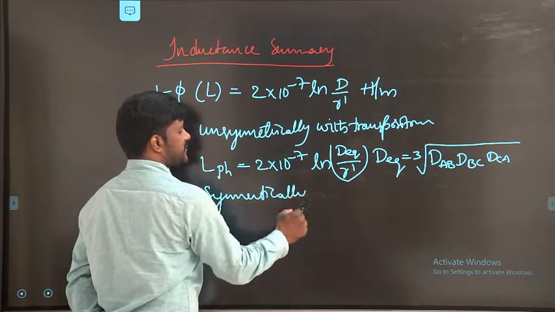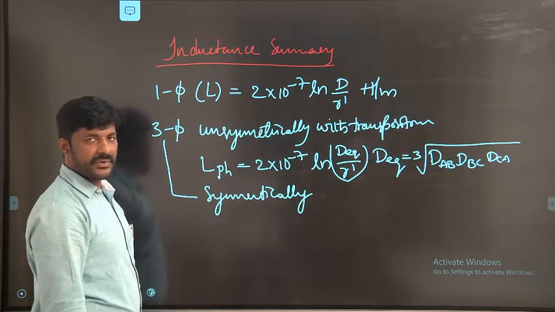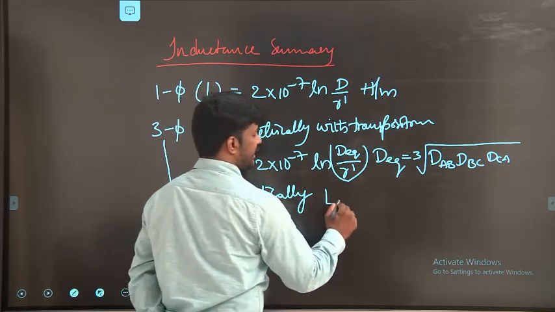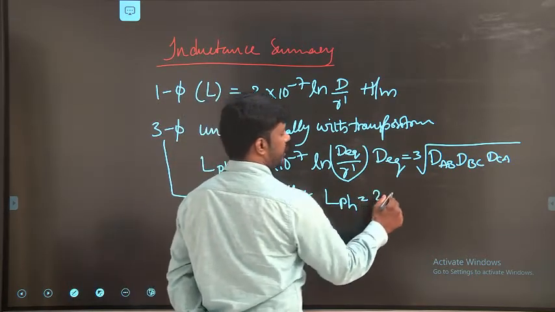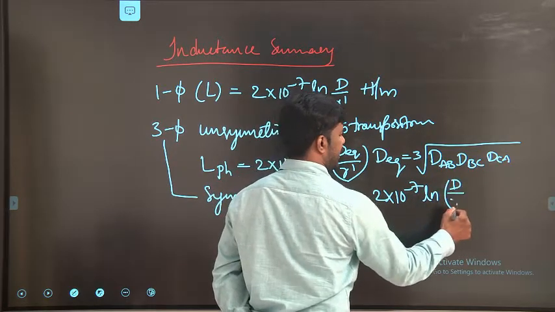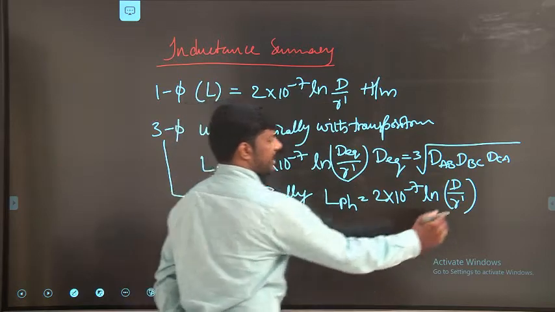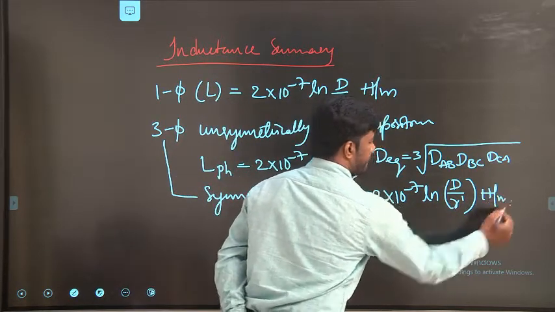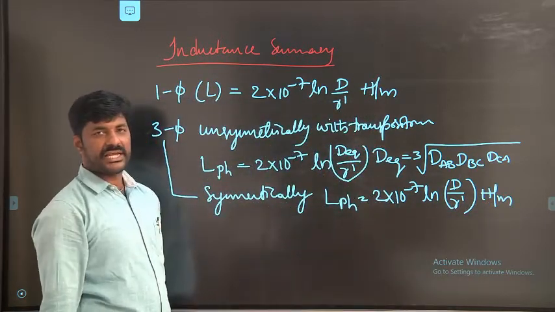And the same three phase with symmetrically spaced. Since it is symmetrically spaced, it doesn't require transposition. Then the inductance per phase is 2 into 10 power minus 7 ln of D by R dash. This is also Henry per meter. Up to here single line circuits are completed.